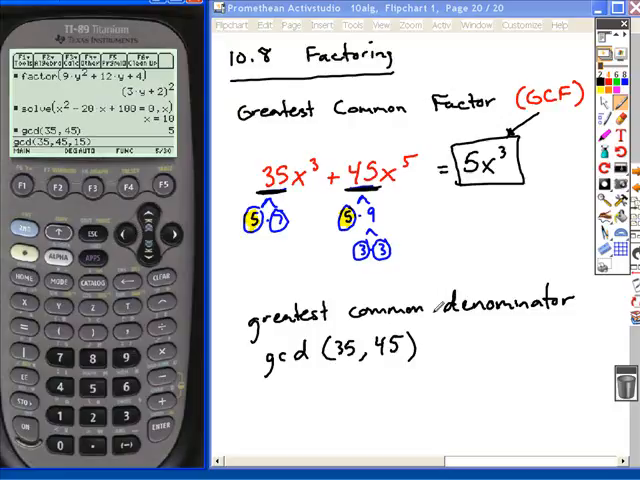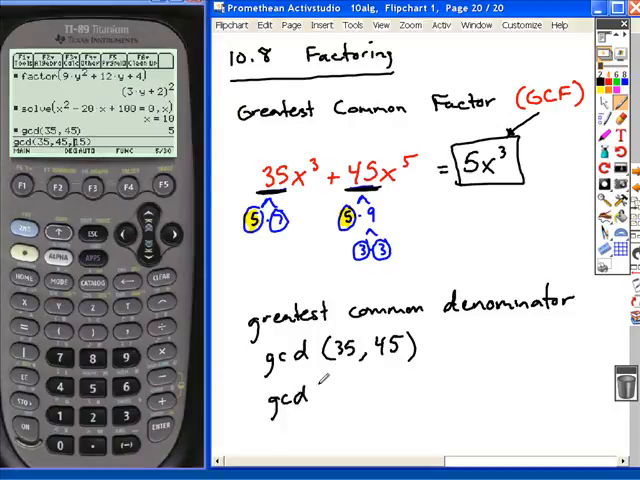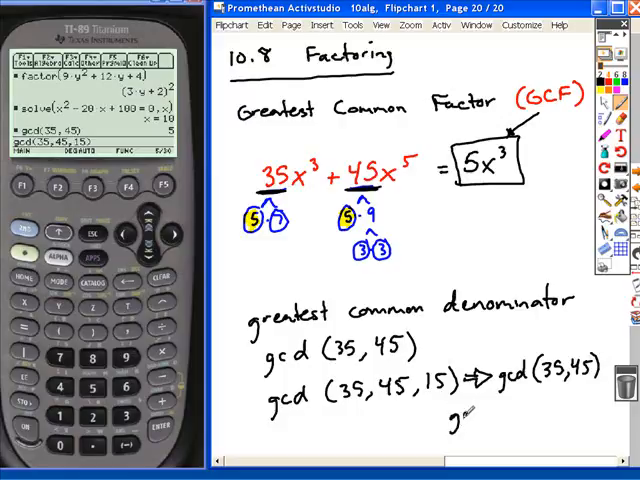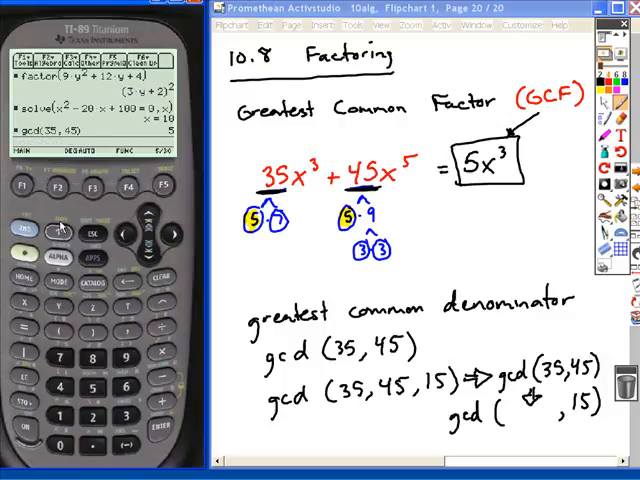So if you wanted to find the greatest common denominator or the greatest common factor of 35, 45, and 15, you'd have to group them into 2s. So you'd find the greatest common denominator of, let's say, 35 and 45, and then embed that completely inside of another GCD with the last number, 15. So this is what it would actually look like in your calculator. I'm just going to go up and copy this real quick.